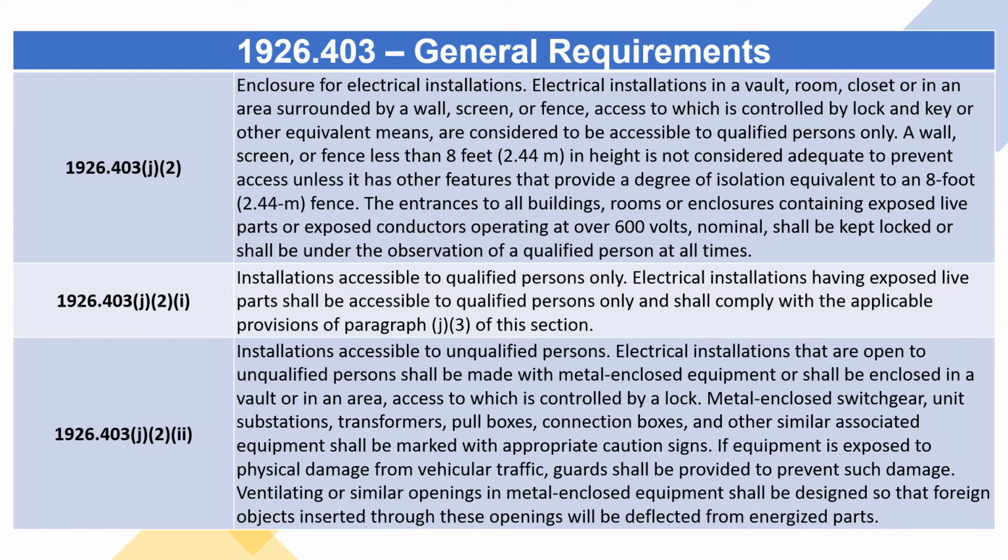(j)(2)(ii) Installations accessible to unqualified persons. Electrical installations that are open to unqualified persons shall be made with metal enclosed equipment or shall be enclosed in a vault or in an area, access to which is controlled by a lock. Metal enclosed switchgear, unit substations, transformers, pole boxes, connection boxes, and other similar associated equipment shall be marked with appropriate caution signs. If equipment is exposed to physical damage from vehicular traffic, guards shall be provided to prevent such damage. Ventilating or similar openings in metal enclosed equipment shall be designed so that foreign objects inserted through these openings will be deflected from energized parts.